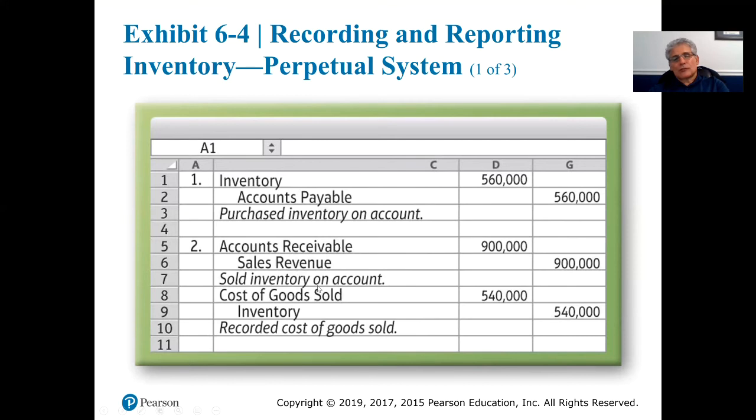But we're not done with this journal entry. As part of the sale, we also have to update the cost of goods sold and inventory. So in this case, we didn't sell all the $560,000. We sold a good part of it, but not all of it. So of the original cost, that $900,000 that we sold cost us $540,000. That's what we paid for the inventory. So now we need to update both the cost of goods sold and inventory. The debit is to the cost of goods sold and the credit is to inventory.